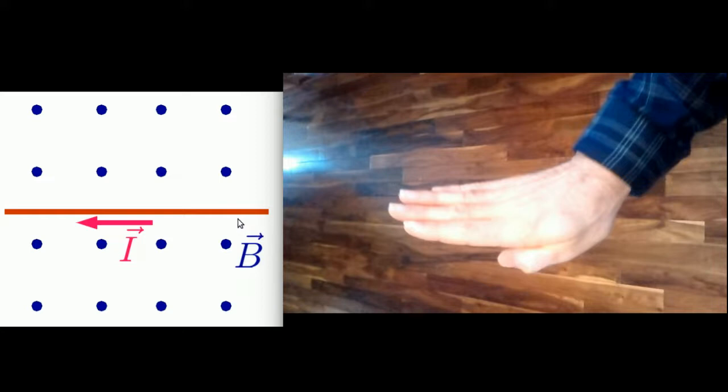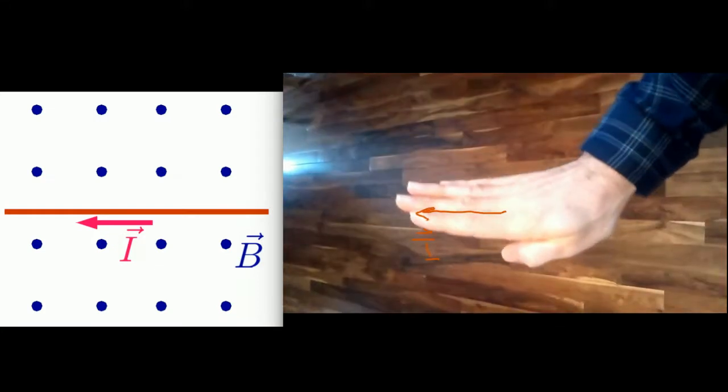So, to use the right-hand rule, you first point your whole hand in the direction of the current, as I have done here. Now, you need to be able to curl your fingers in the direction of the magnetic field.